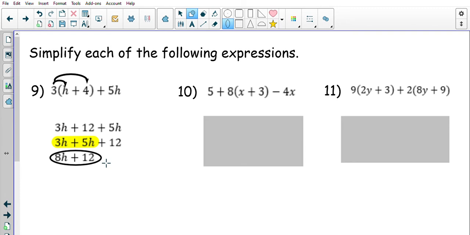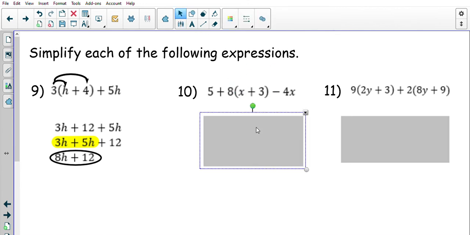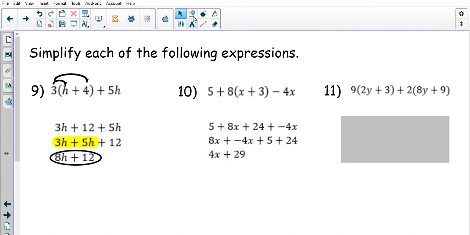Number 10, 5 plus 8, and then in parentheses, x plus 3 minus 4x. It's really tempting to do 5 plus 8 first, but order of operations has multiplication coming before addition, and distributive property, getting rid of these parentheses, involves multiplication. So the very first thing you need to do here is distribute. You can also add the opposite at the very beginning as well. I'll do that in my next step along with distributive property.